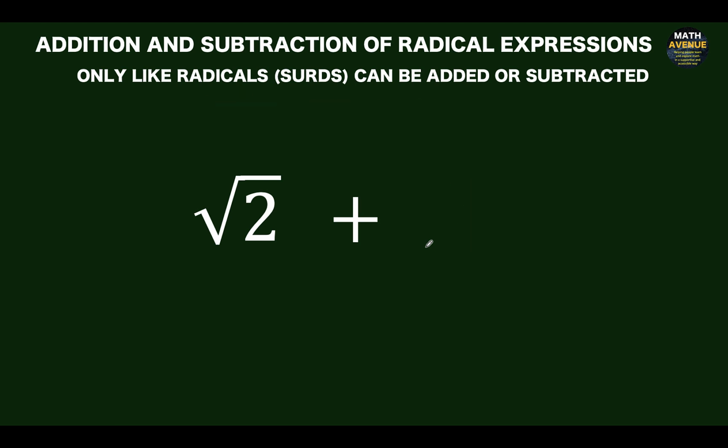Halimbawa, ito yung example natin. Square root of 2 plus cube root of 2. Can we add or subtract these radicals? Again, i-check po natin kung like radicals sila. Ano ba, meron ba silang the same indices and the same radicand? Sa radicand po, no problem. Parehas 2 yung radicands. But sa indices po, ang index po dito is 2.